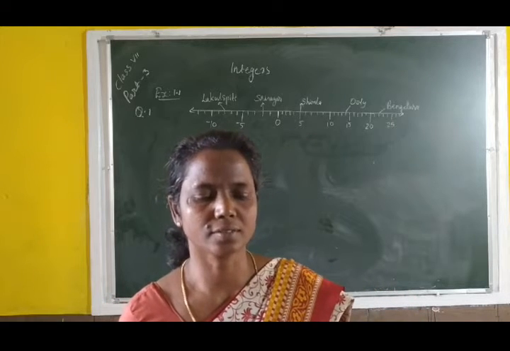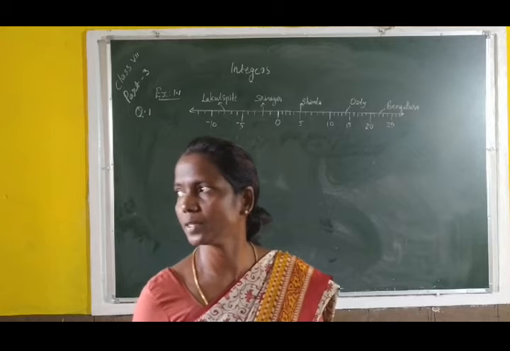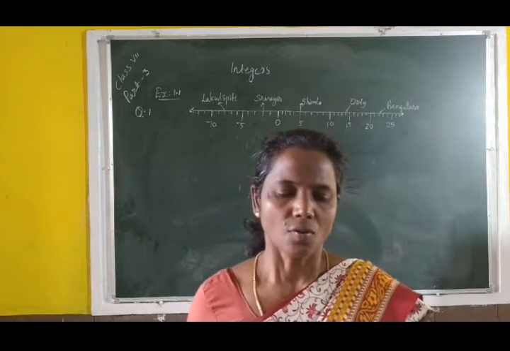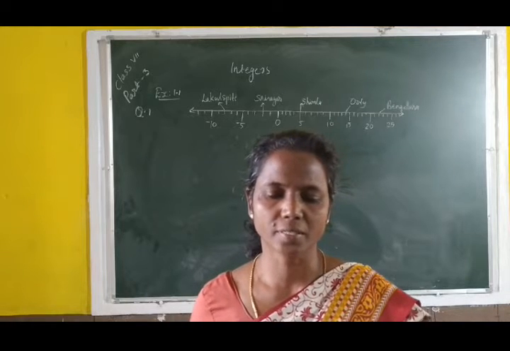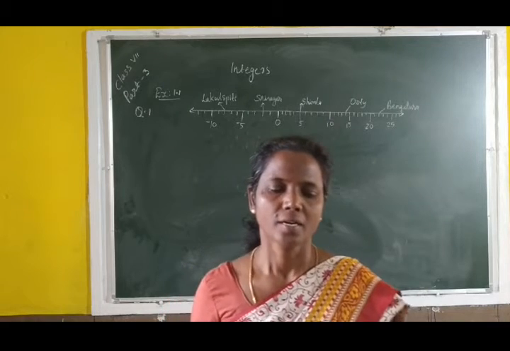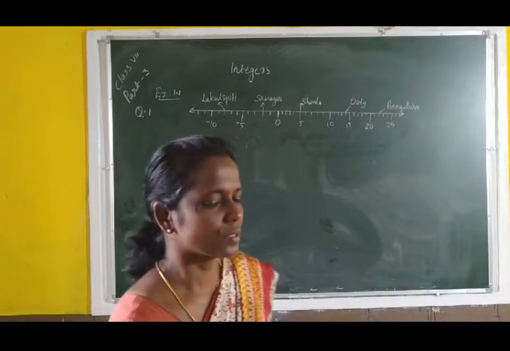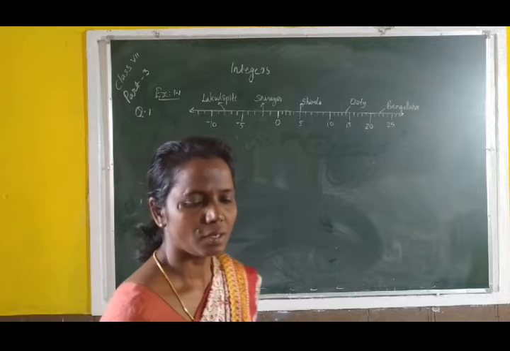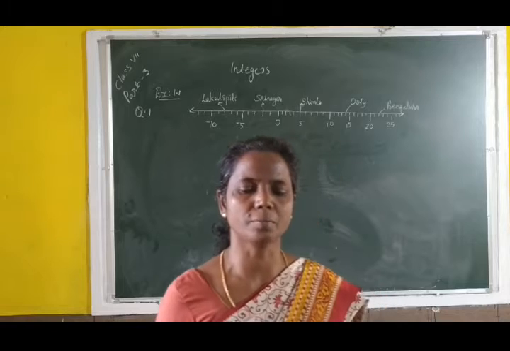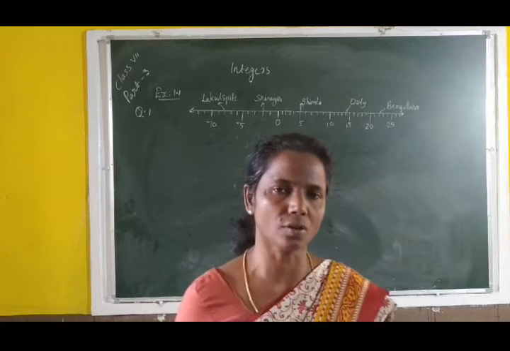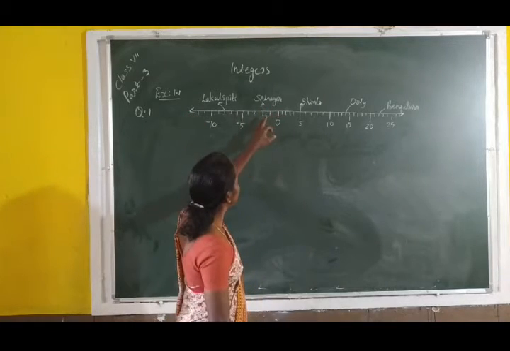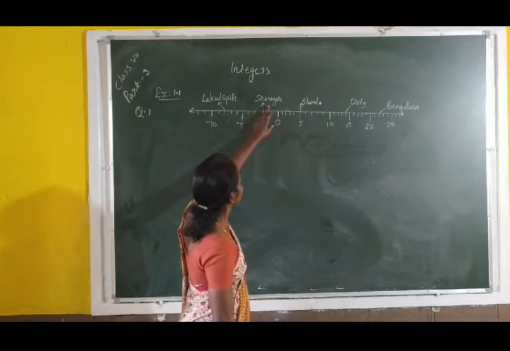Your exercise 1.1, page number 4. It's the first question. The following number line shows the temperature in degree Celsius at different places on a particular day. Look at this number line. First observe the number line and write the temperature of the place marked on it, for each place.